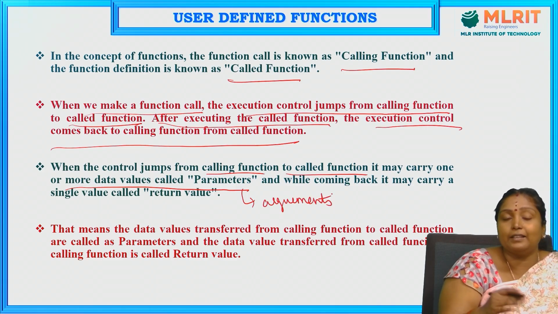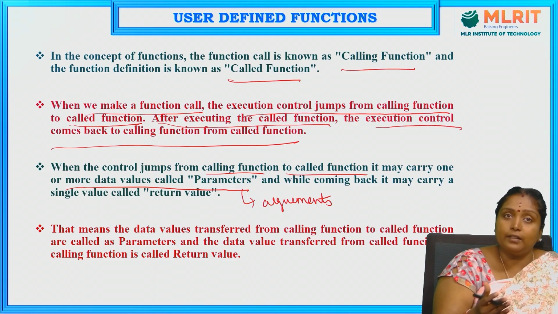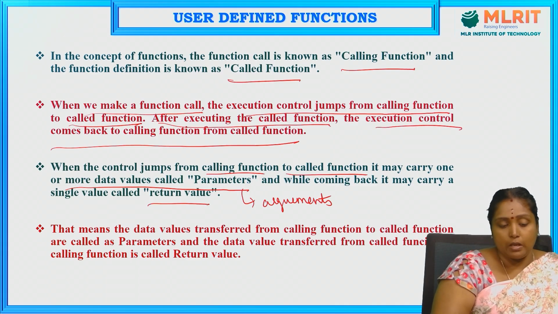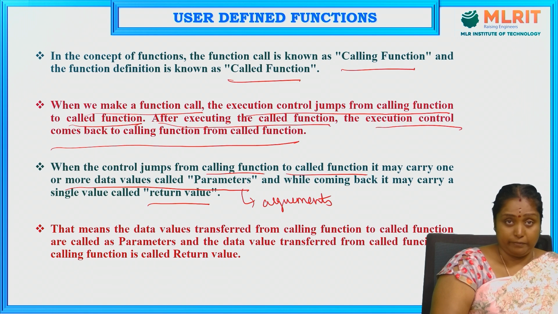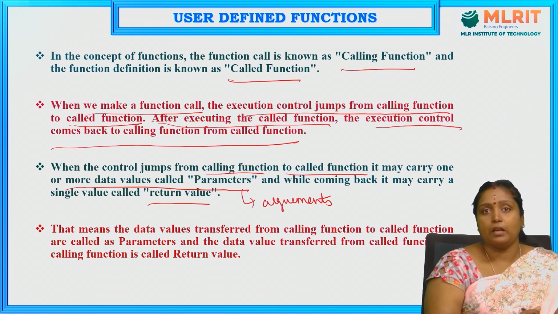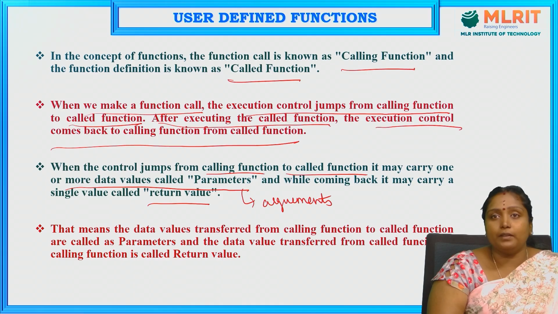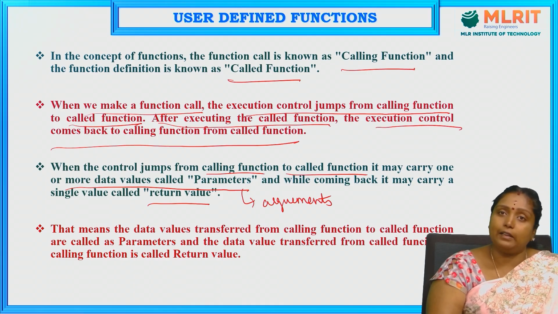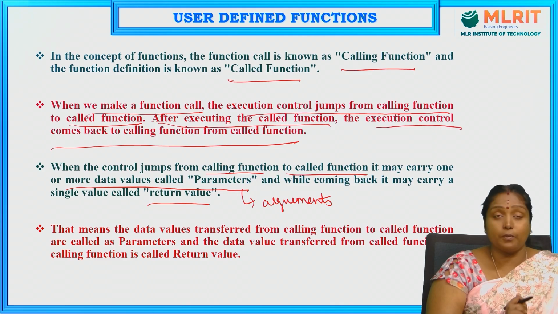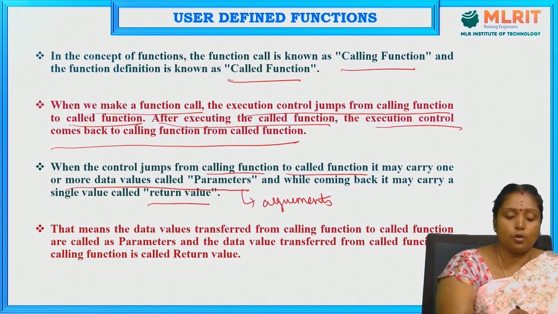And when it comes back, it can return a single value. We can call it the return value. That means data values can be transferred from one function to another function. So we call them parameters, and the function can return a value after completion of certain operations, or after performing certain tasks. So it is called the return value.